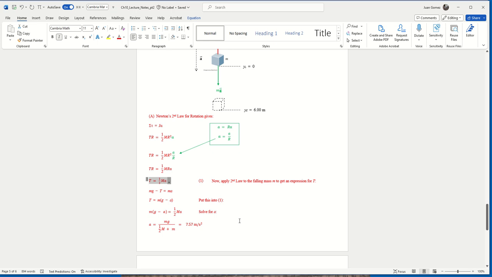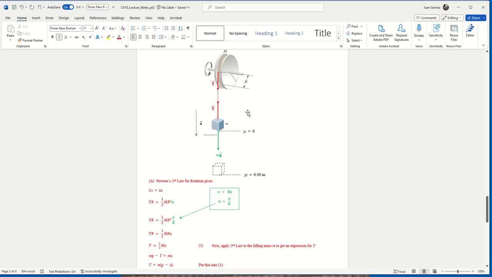Then two steps of basic algebra gives me that T is 1/2 m times a. Okay, now I've done Newton's second law for rotation. Now let me apply the second law to the falling mass. My goal is I need to get an expression for the tension. I will then put that expression in right there. Well, it's mg minus T equals ma.